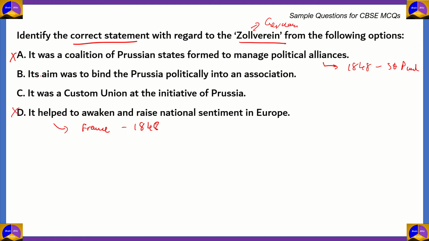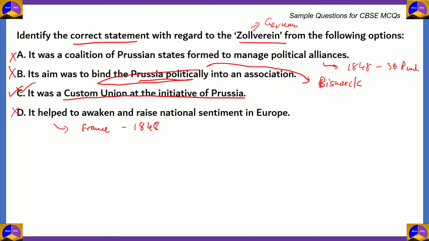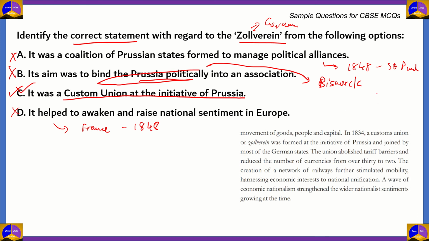Now, what about option B? Aim was to bind Prussia politically into an association. Binding Prussia was the job of the chief minister, which was Bismarck then, so therefore option B is also incorrect. Option C, it was a customs union at the initiative of Prussia, is the correct answer.